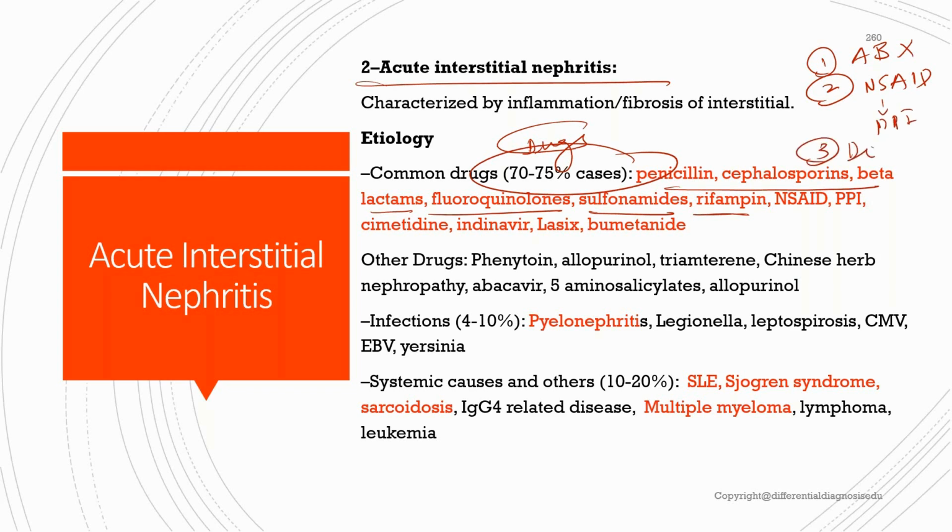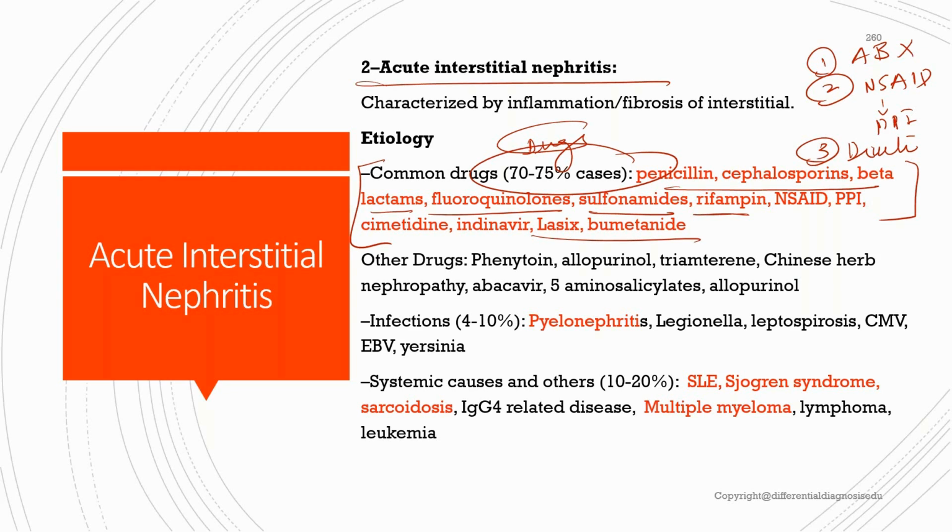And then diuretics. I mentioned the medications in red. These are the ones we mostly use in the hospital a lot. These are the common medications we use: Lasix, Bumex, cimetidine, antacids, antibiotics, we are using all the time.